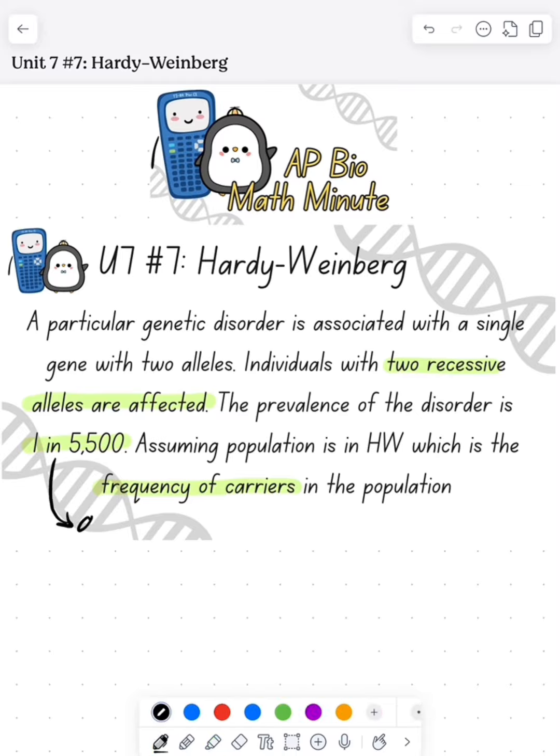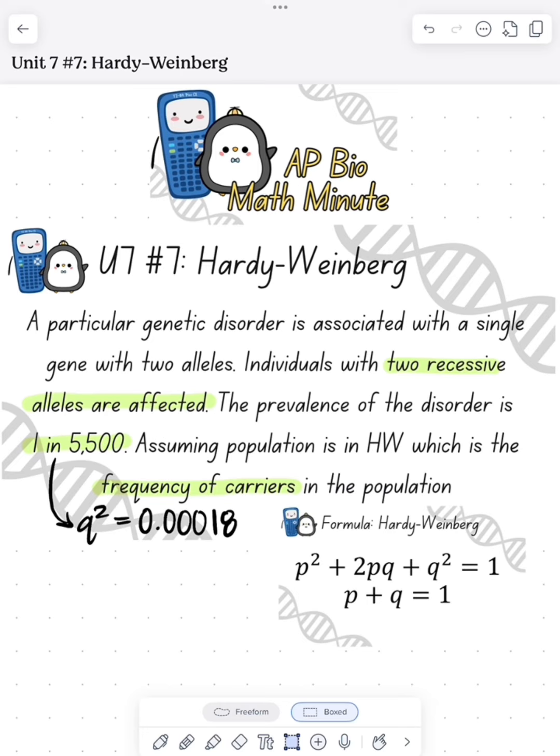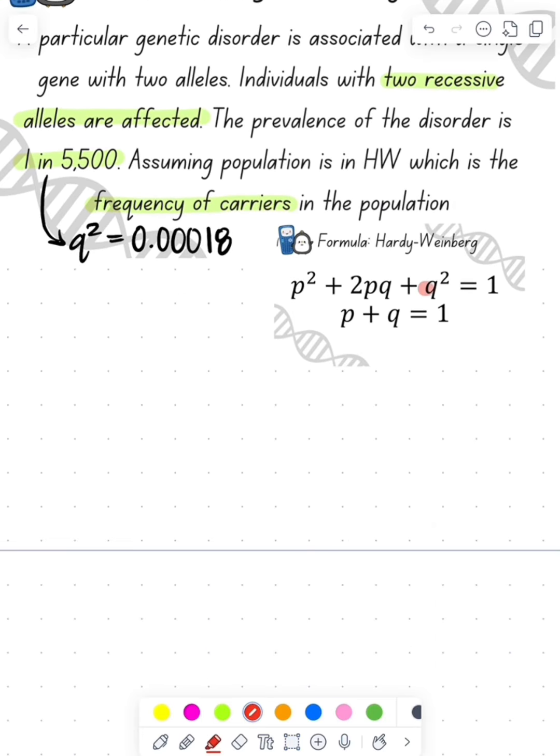So the 1 out of 5,500 is actually my q squared because they're going to be homozygous recessive, and so that'd be 2 of the q's. So if I divide that, I get 0.00018. So here's just a reminder of the equation. So we're given q squared, and then we need to solve the 2pq. So this is just me highlighting, trying to tell us what we need to solve for.